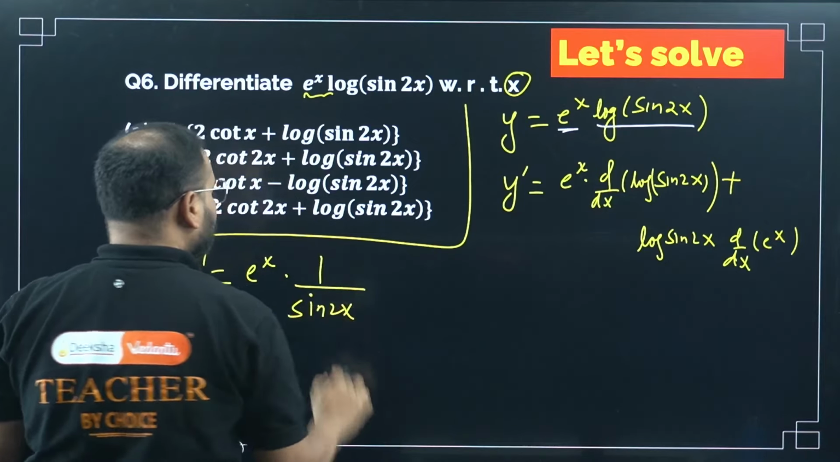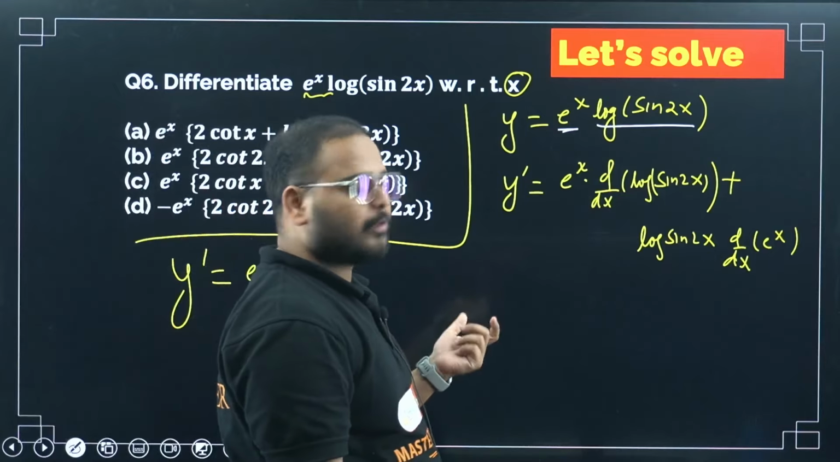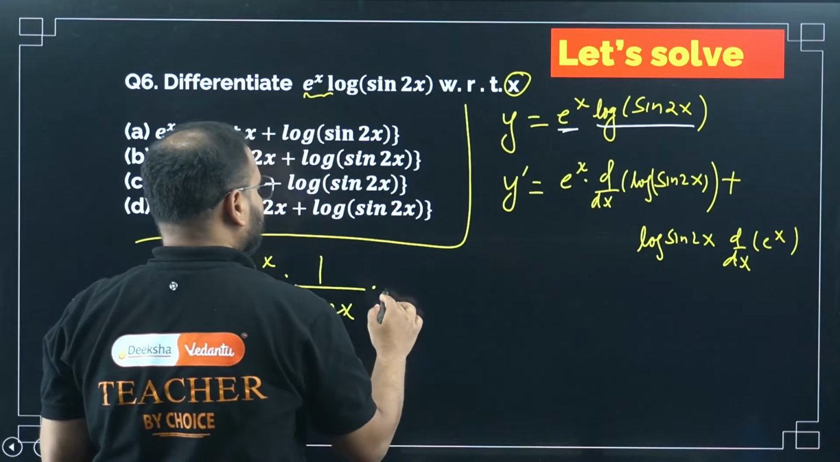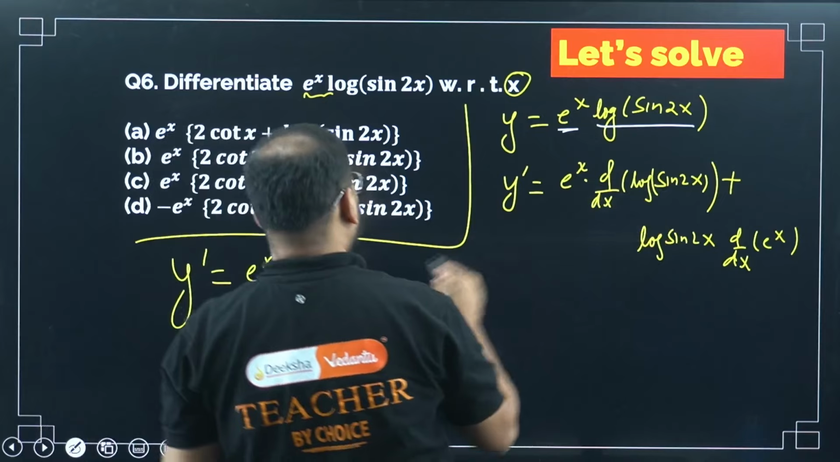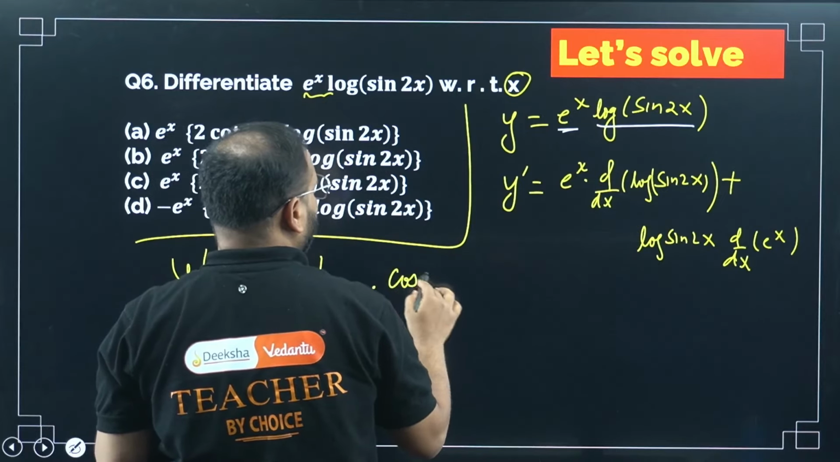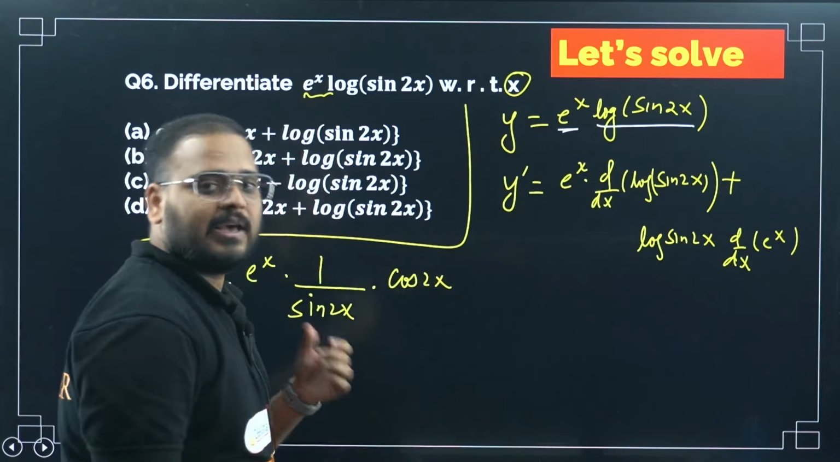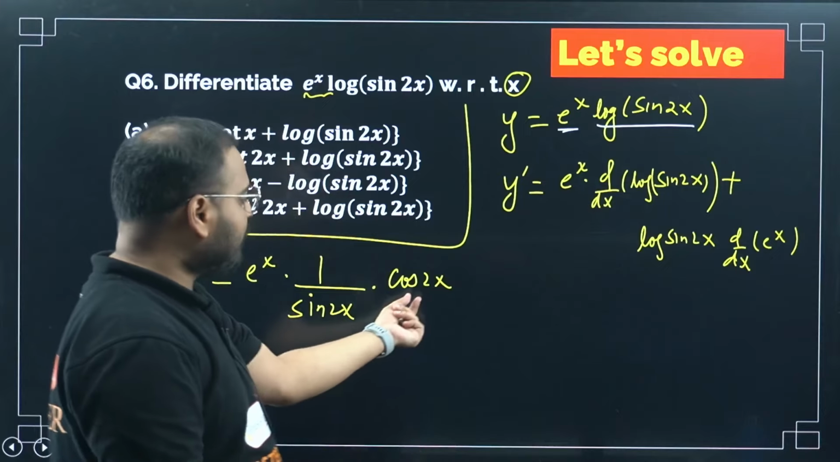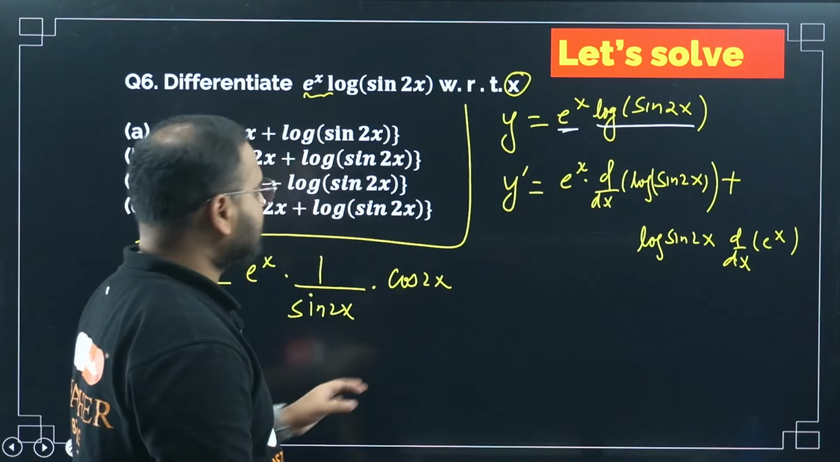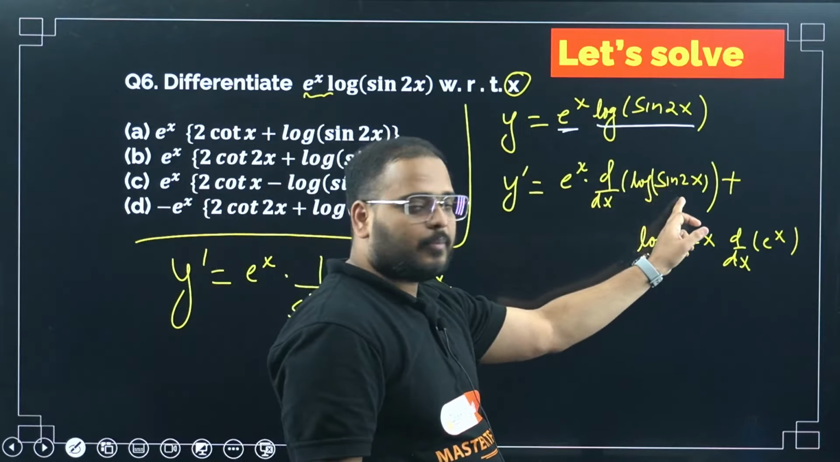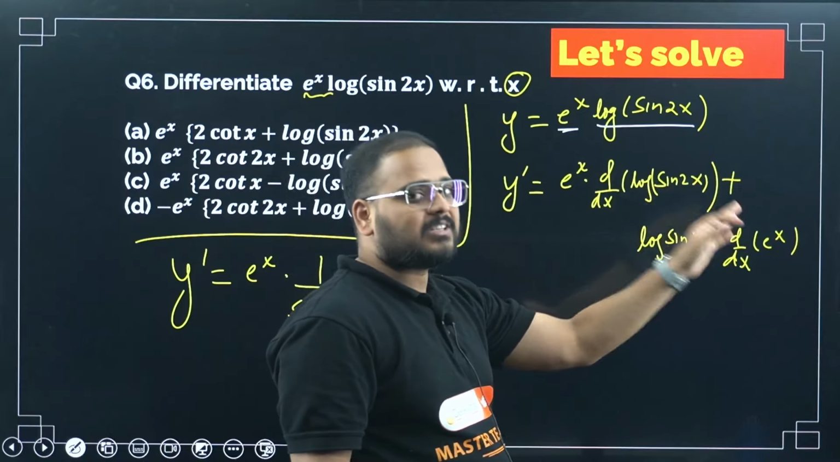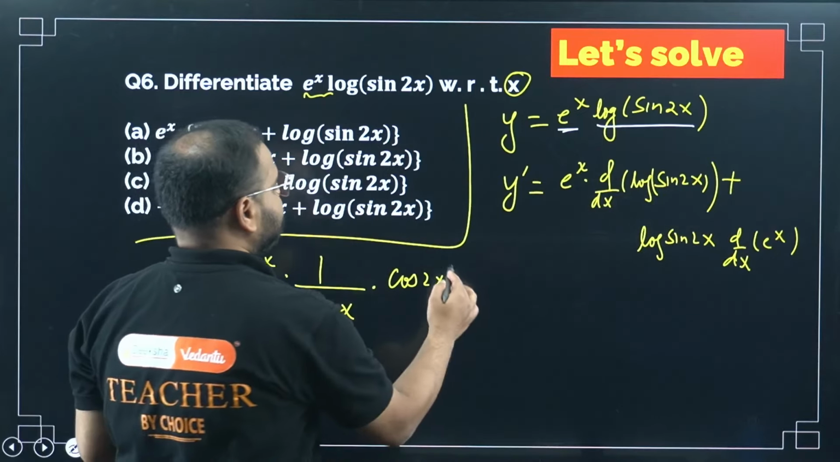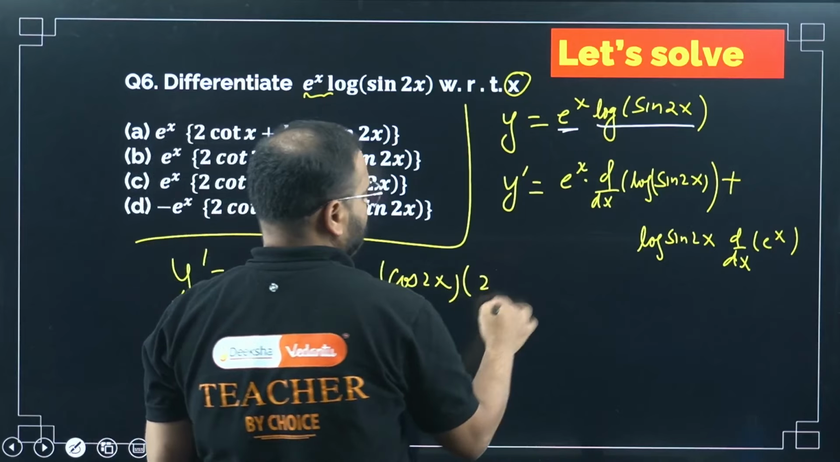Is that over, sir? No. The chain rule will apply now. Differentiation of sine 2x is cos 2x. Is that over? No. Again I have to apply the chain rule: first log, then trigonometric, then 2x, which is a linear function. So that will be simply 2.